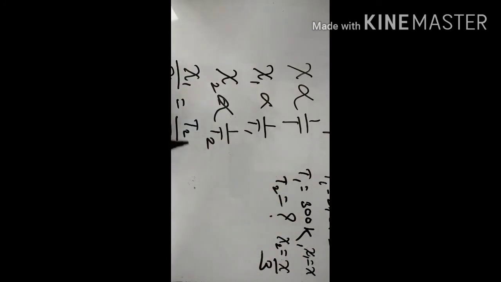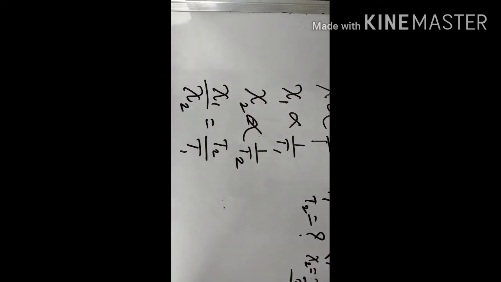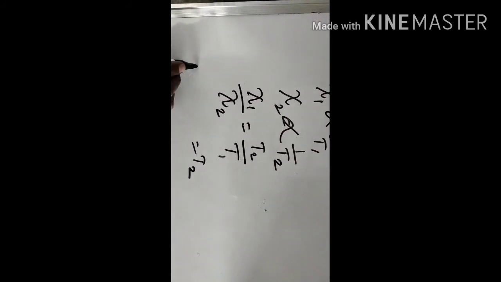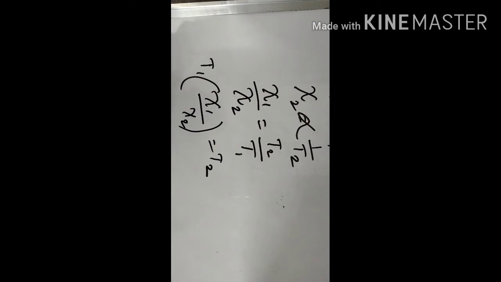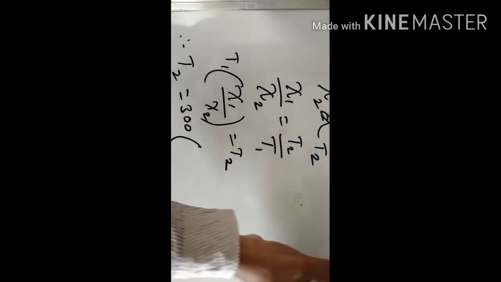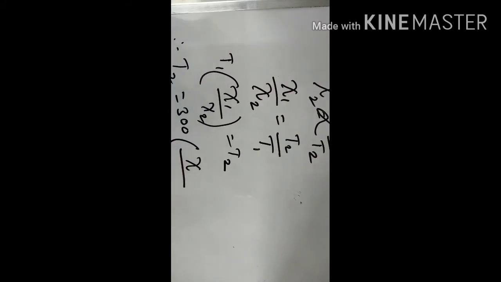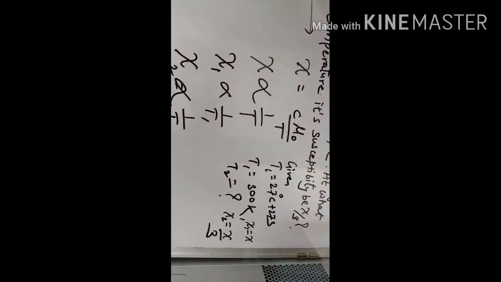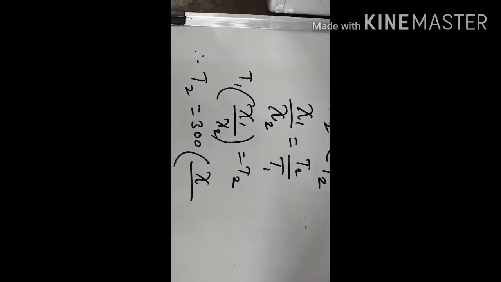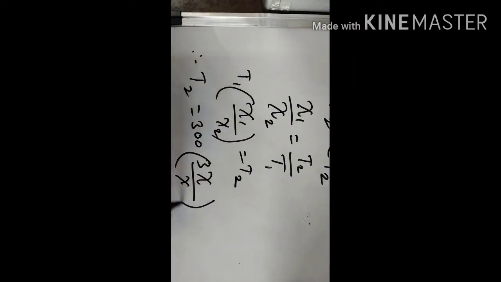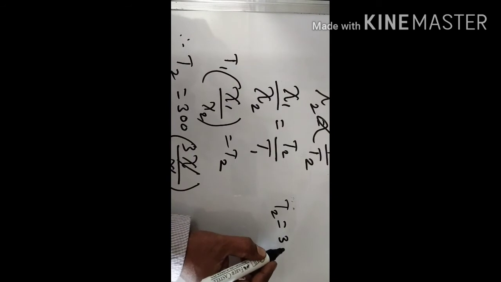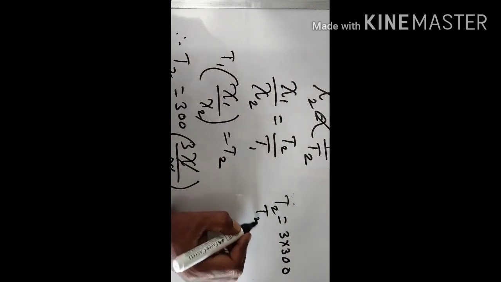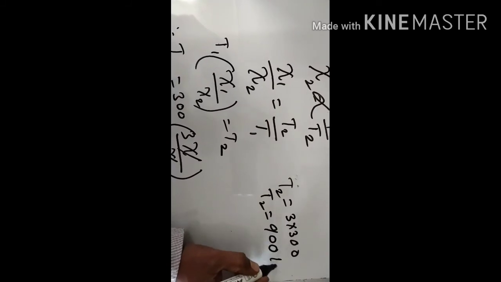So now we have to calculate T2. Here T2 is equal to T1 into chi 1 upon chi 2. What is T1? T1 is 300 Kelvin. Chi 1 is chi and chi 2 is chi by 3. So chi gets cancelled. Therefore T2 is equal to 3 into 300, so T2 is equal to 900. What is the unit? Kelvin. 900 Kelvin.